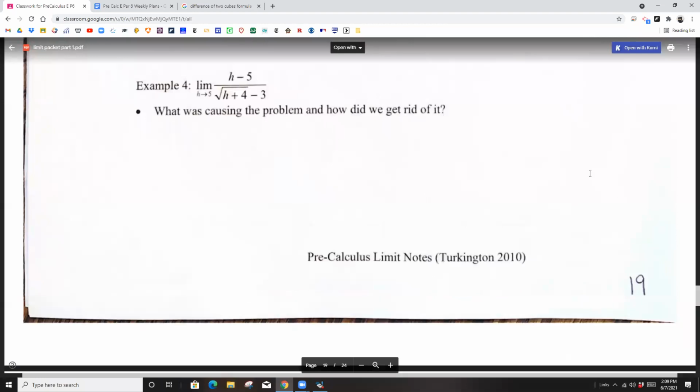But we could now get rid of this part, this root h plus 4 minus 3, because now we're going to see when we do direct substitution with that, that part's going to equal 0, and we can't divide by 0, and that's the problem. And we're going to get rid of it by multiplying by the conjugate pair.